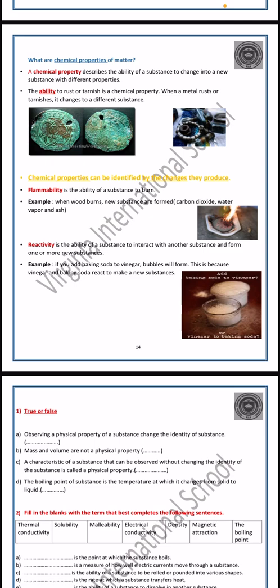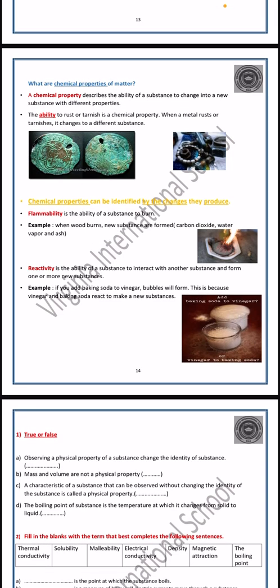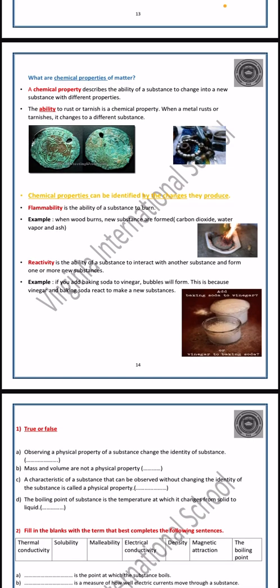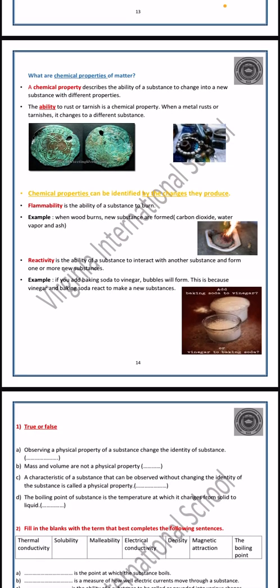Like if we have vinegar and we add this vinegar to baking soda, this will undergo a chemical reaction and produce carbon dioxide. So we're going to lose all the properties of the vinegar and all the properties of the baking soda, and we will form another new property of the carbon dioxide gas that will be produced from this chemical reaction. Okay, so reactivity and flammability are two examples of the chemical property that can change the identity of the matter.